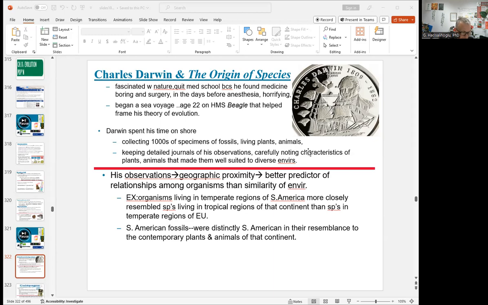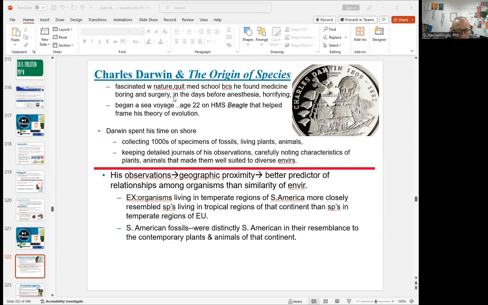This chapter and the next chapter have a lot in common and they overlap a lot. The next chapter talks about macro, large-scale evolutionary patterns, and talks about 3.8 billion years of evolution. So much more macro level. This chapter 11 is micro level evolution.